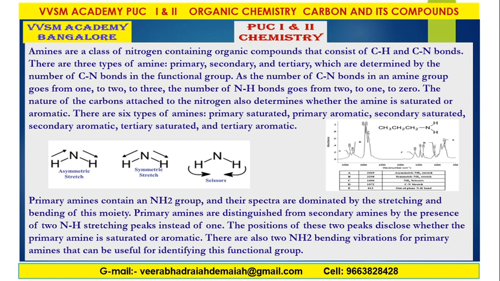Now, primary amines, secondary amines and tertiary amines are the classifications of amines. How do you decide whether it is a primary amine, a secondary amine or a tertiary amine? Primary amines contain an NH2 group and their spectra are dominated by the stretching and bending of this moiety. Primary amines are distinguished from secondary amines by the presence of two NH stretching peaks instead of one. The positions of these two peaks disclose whether the primary amine is saturated or aromatic. There are also two amino bending vibrations for primary amines that can be useful for identifying the functional group. These are higher chemistry.